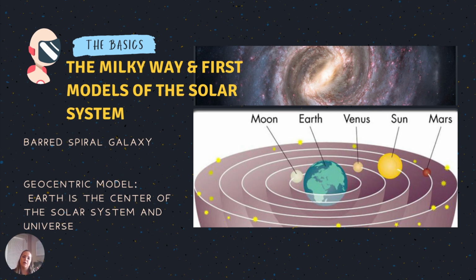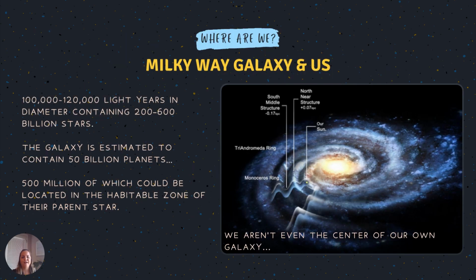And then before we knew a lot about our own solar system, we thought that the Earth was the center of our solar system and the universe and our galaxy. So that's called the geocentric model. But we know today that we are not the center of the solar system or the galaxy or the universe. We are actually off to the side a little bit. So here's a look at an artist rendition of our solar system, our galaxy.